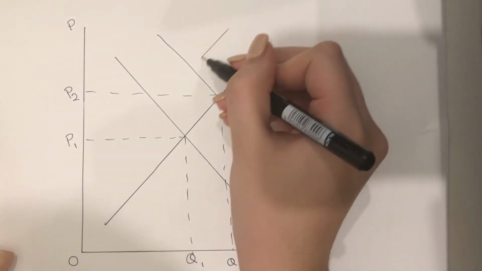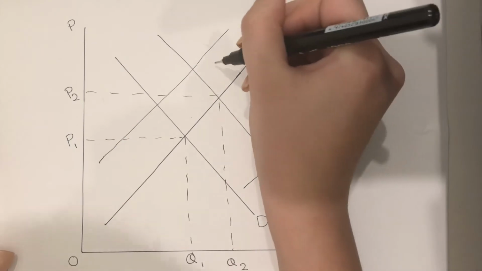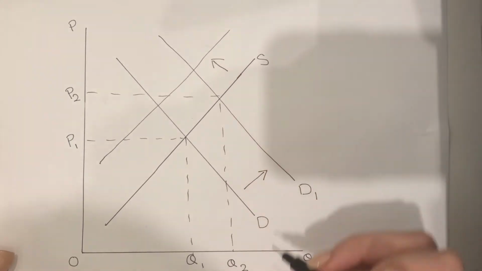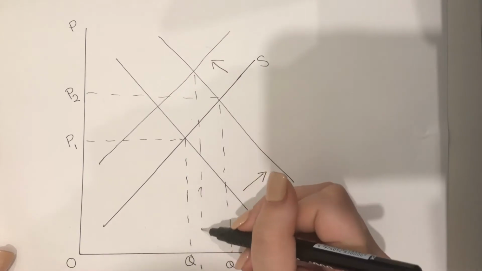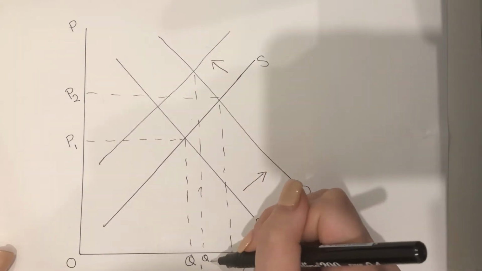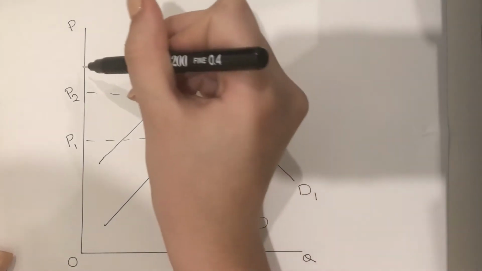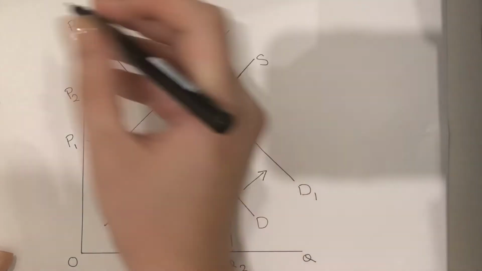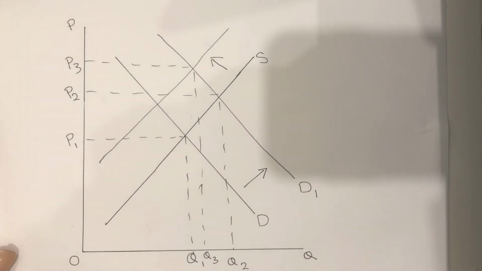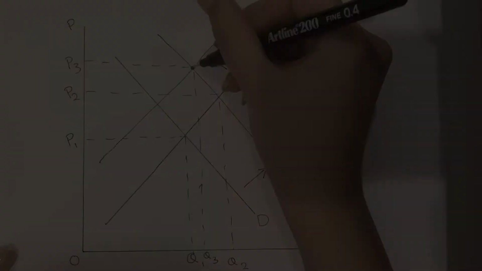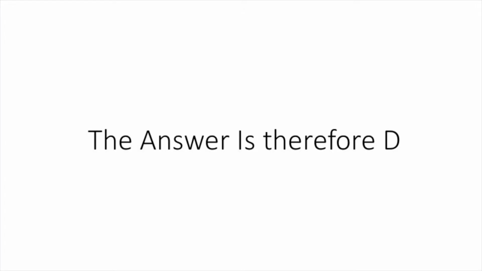In the next part of the question, we are told that the biggest hop producer on the market has had a dry year. As hops are an input in beer and their price has risen, this will cause the supply curve to shift to the left. This will cause producers to supply a lower quantity of beer as their cost of production has risen, thus shifting the equilibrium price from P2 to P3. The answer is therefore D.